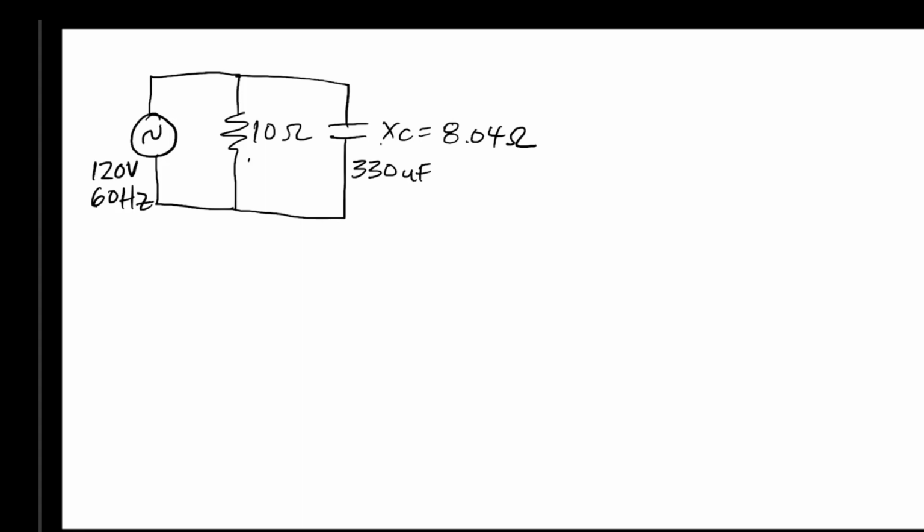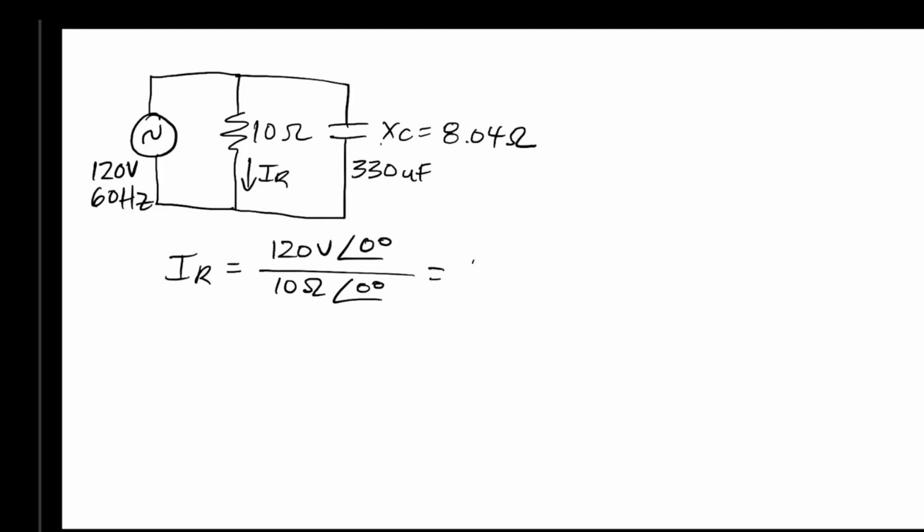So we can start by determining our IR value here. IR is going to equal 120 volts at 0 degrees divided by 10 ohms at 0 degrees to give us 12 amps at 0 degrees. So there you go, we've got our branch 1 current already.